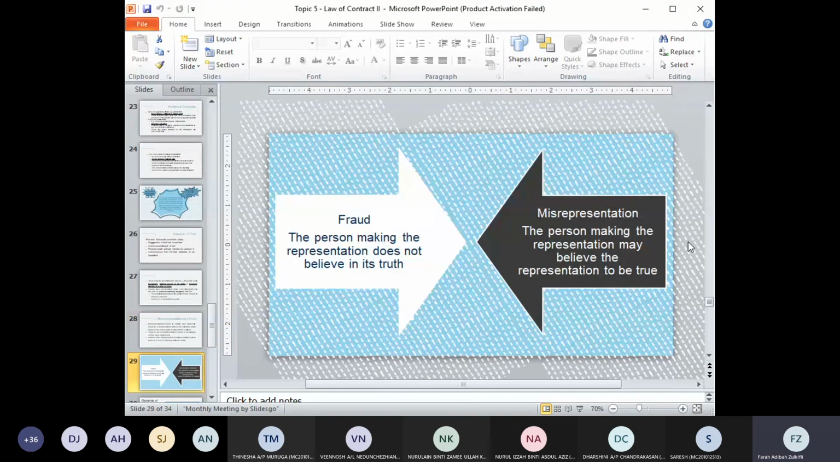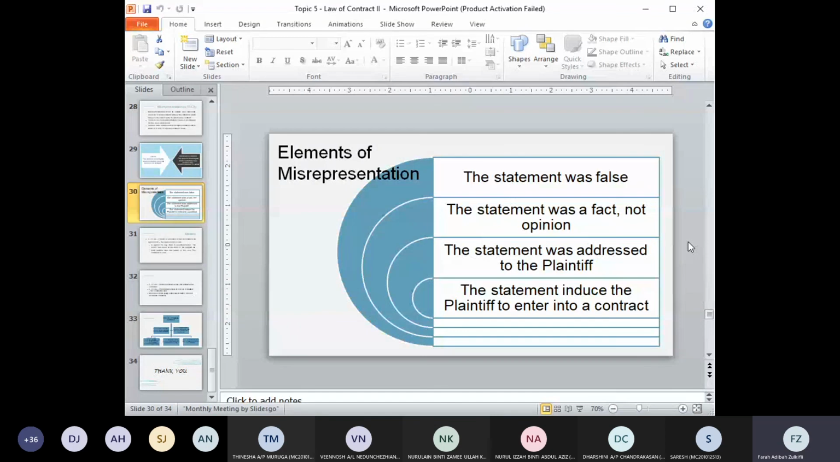So what is the difference between fraud and misrepresentation? Fraud is when the person making the representation does not believe in its truth. So if the person who says something knows that the thing he is saying is a lie, it is a fraud. But if the person making the representation believes the representation to be true, it is a misrepresentation. So to cause the contract to be voidable under misrepresentation, the statement must be false, and the statement must be a fact, not opinion.